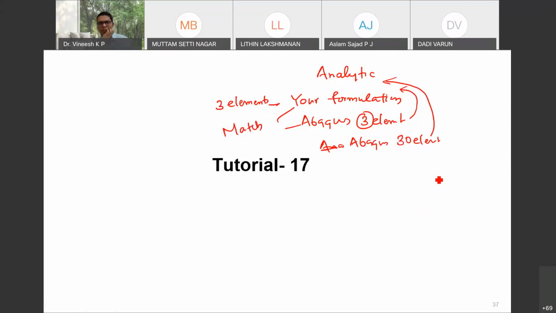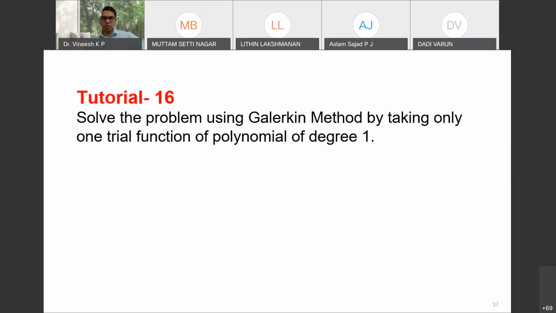Then we will do a very simple problem. I hope Galerkin method, I found some of you have doubt in the discussion forum. So we will do a simple Galerkin method problem. I hope all of you went through that one. Just take only one polynomial function. The differential equation is dy by dx minus y minus 4x equal to 0.